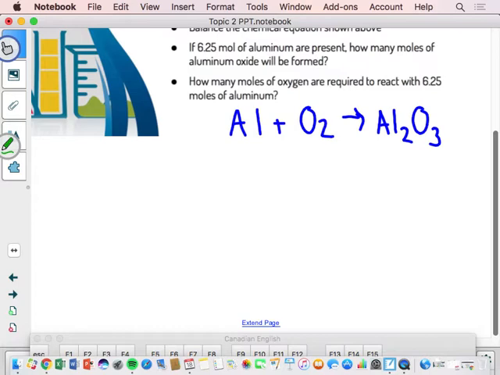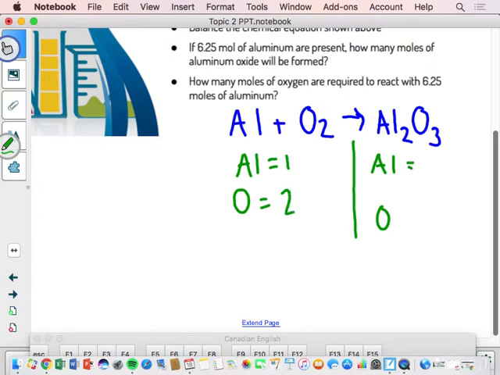Is it balanced? It's not, yeah. So if we tally up like we did before, we just got Als and O's. So it's a simpler one, but our Als on the left are just 1, and our oxygens 2, right? How many Als on the right? 2, and oxygens 3. Okay.